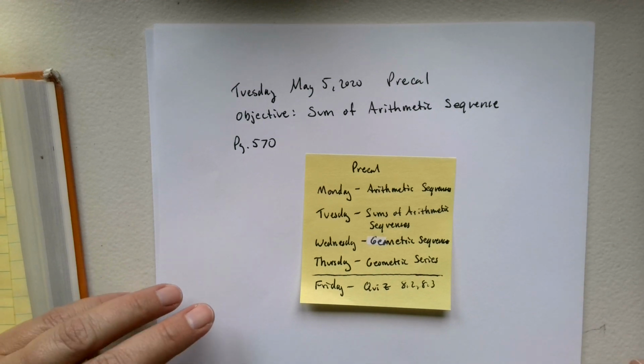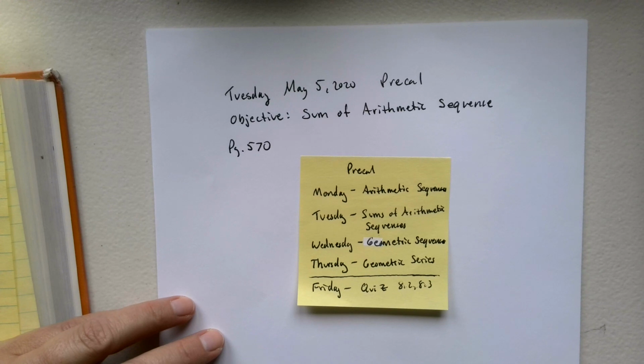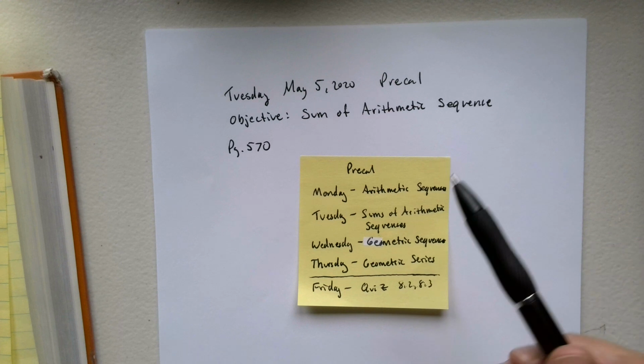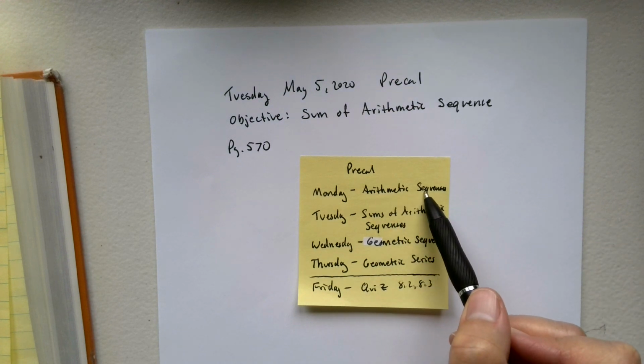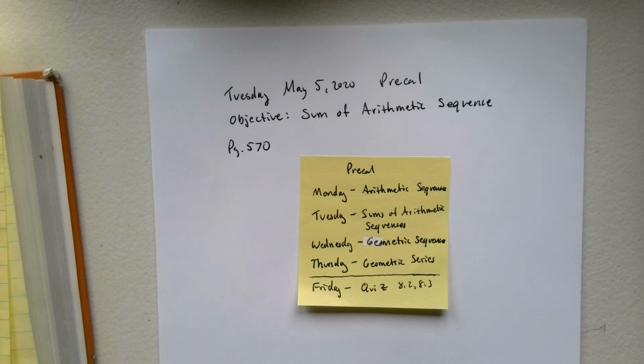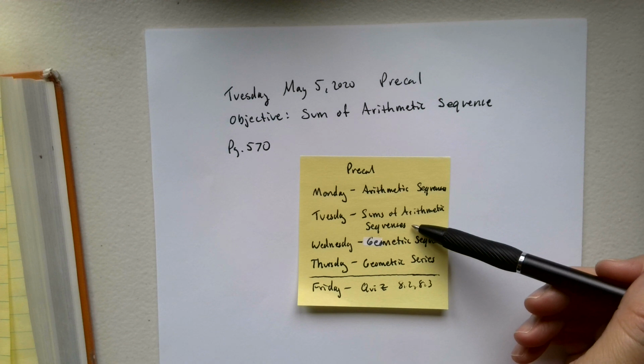This is our video for Tuesday, May 5th for pre-cal, and our objective today is to talk about the sum of an arithmetic sequence. You need your books open to page 570. In yesterday's video, we talked about what an arithmetic sequence is, the explicit formula, and a little bit of a recursive formula. Today, we're going to talk about finding the sum of an arithmetic sequence.